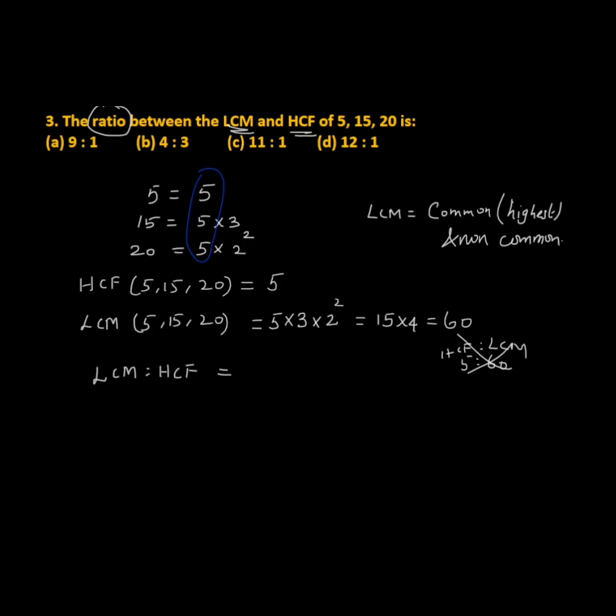So when we are finding the ratio, we have to be very careful about the order. LCM and HCF means LCM is to HCF. LCM is 60 is to HCF is 5. When we reduce this, the 5 table is common, so 12 times 5 divides 60. 12 is to 1. So our correct option is D. Option D is the correct answer for this question.